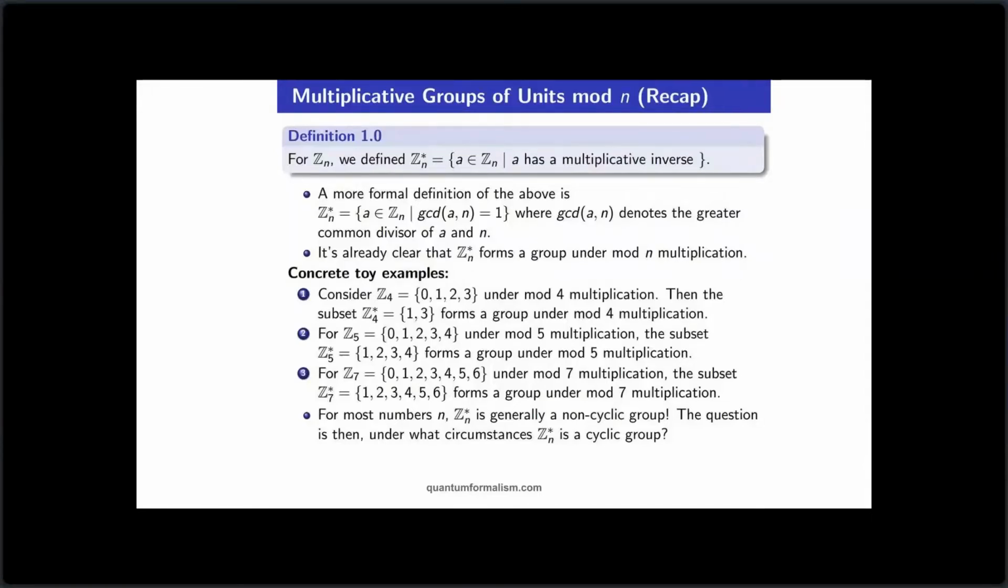Did anyone have a hint about this? Through the examples, did you have some intuition or clue that for most n's, the multiplicative group Zn star is generally not a cyclic group? And then the question is, under what circumstances do we have Zn star to be a cyclic group? Can anyone throw a clue?